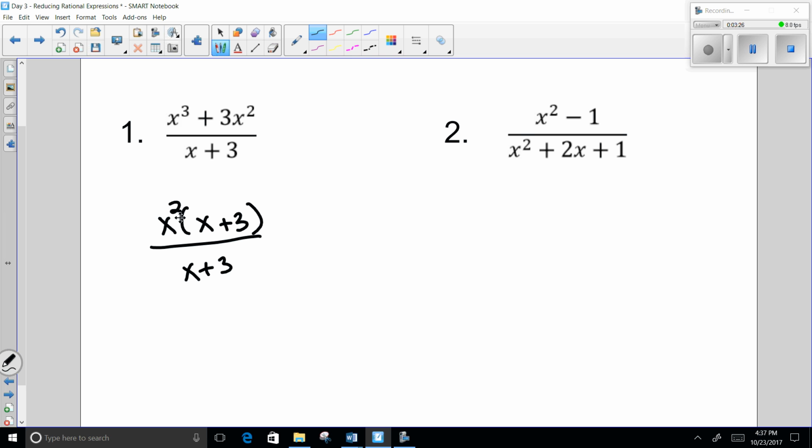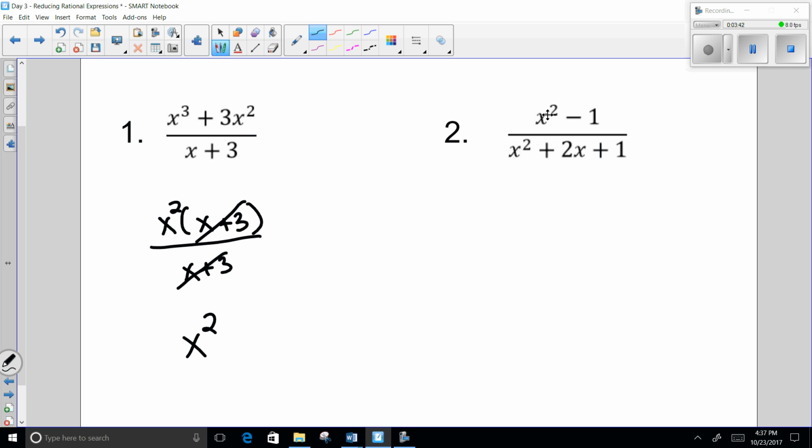So in my numerator, I have x squared times x plus 3. The denominator, I have x plus 3. The x plus 3s are common. So what happens is the x plus 3 here and the x plus 3 here reduce to a 1, leaving me with just an x squared.